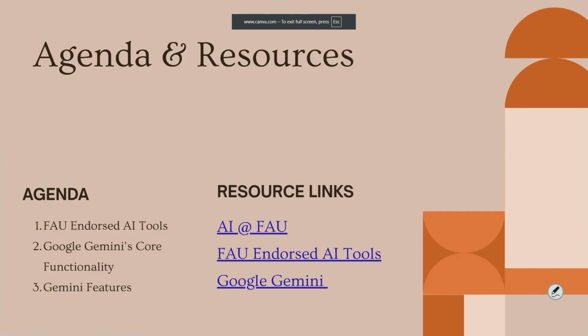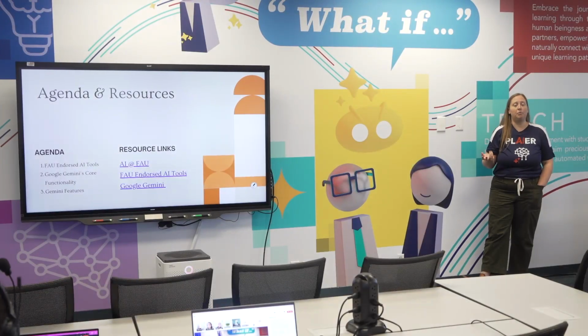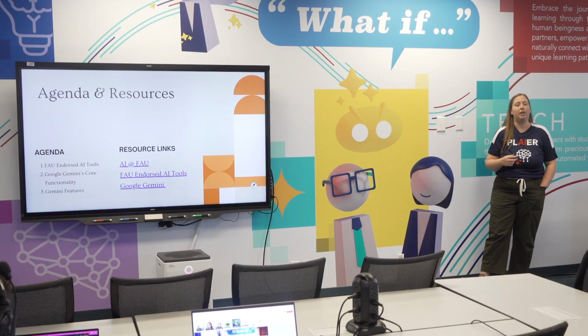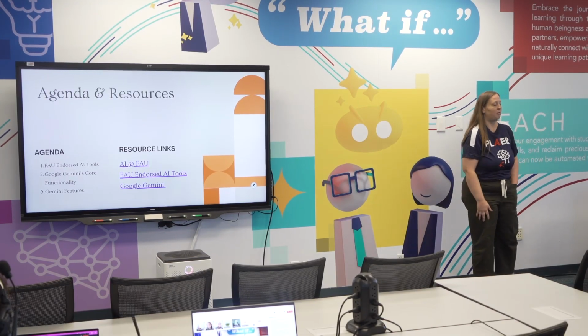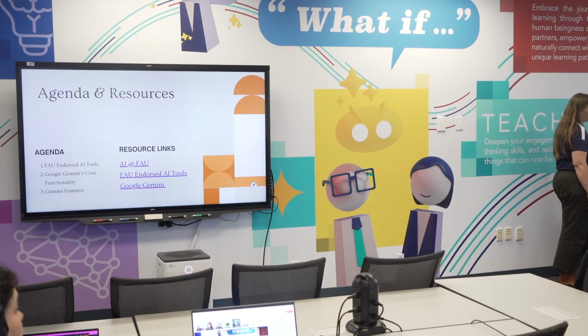So what will today look like? We're going to start by talking about accessing Gemini as one of FAU's endorsed AI tools. Then we'll do a little tour of the interface. So I'll give you a sense of what Google Gemini's key functionality looks like. And then, like I said, we'll spend most of our time just demoing a couple features that you can hopefully feel comfortable enough to use right away. Maybe it's things that improve your day-to-day functions here in whatever role you're in at FAU.